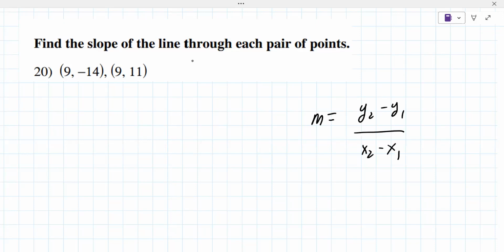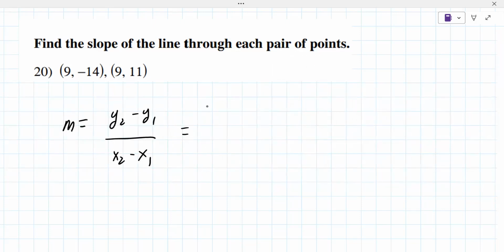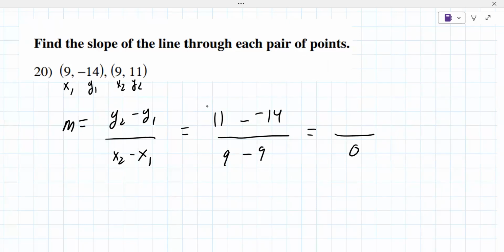Is it -3 over 0? So yes, the formula here is important. I could tell there might be a little bit of a struggle with this one. So it's 11 minus 14, and it's good to label that x1, y1, x2, y2, and then 9 minus 9. So it is over 0, which is kind of a problem. So what's the problem here?